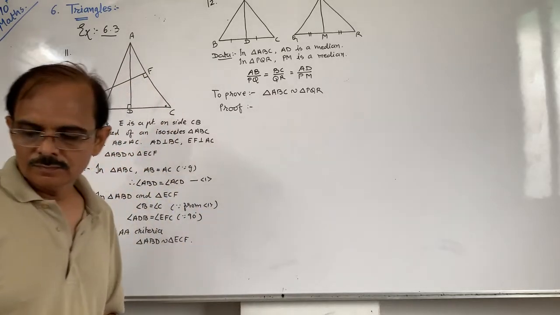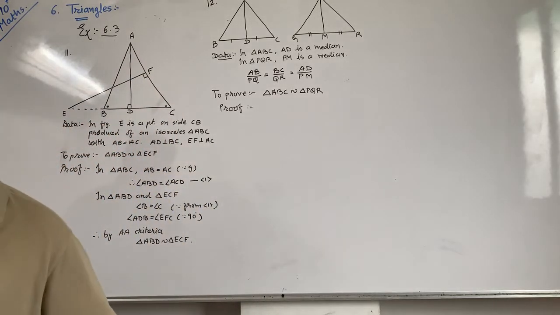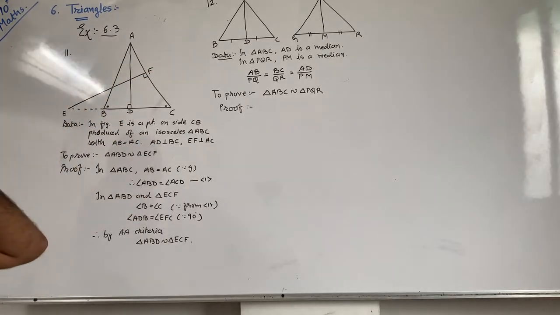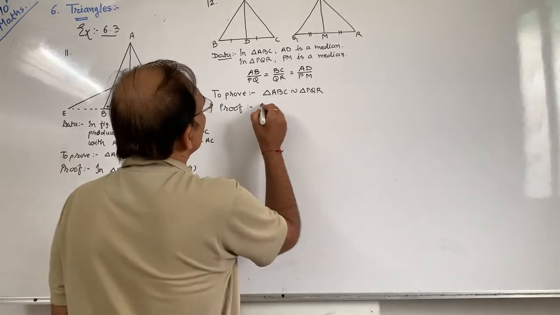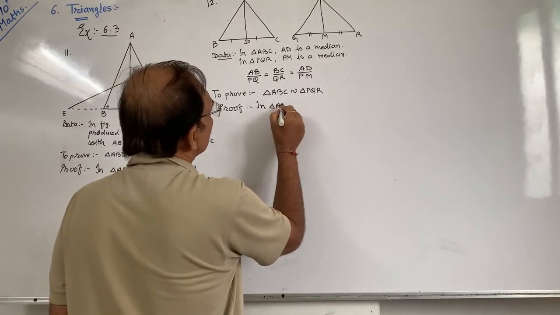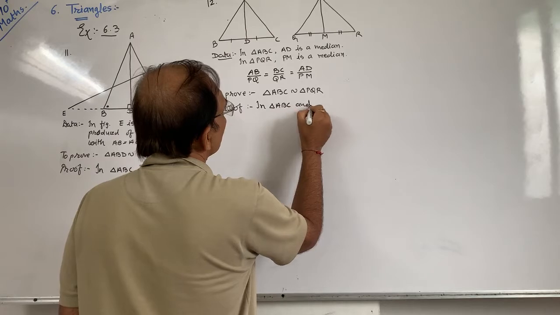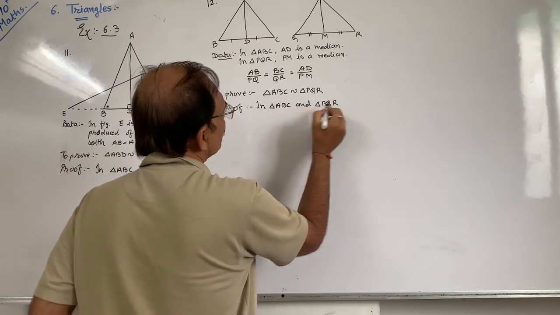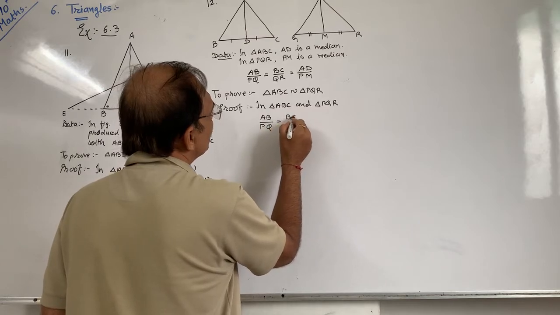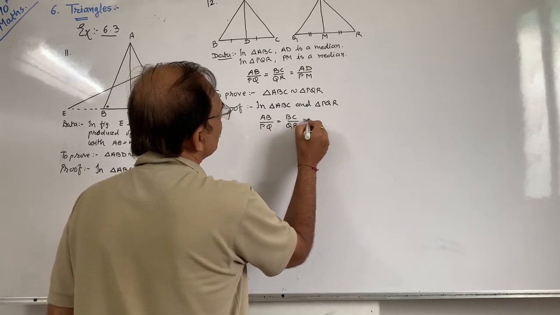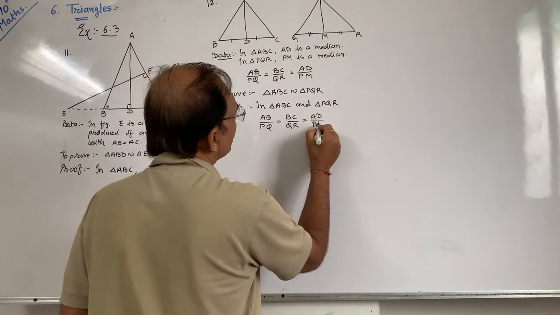What is given? Find out this. What is given? Sides are in same proportion. Which three sides are in same proportion given? Write down this. In triangle ABC and triangle PQR, given is what? AB upon PQ equal to BC upon QR equal to AD upon PM, given.